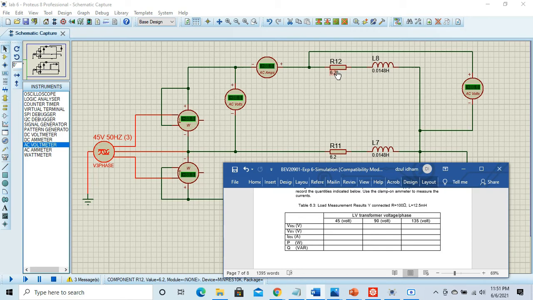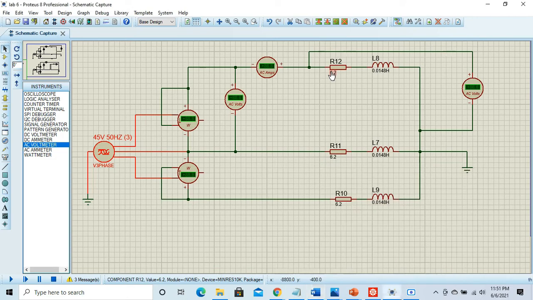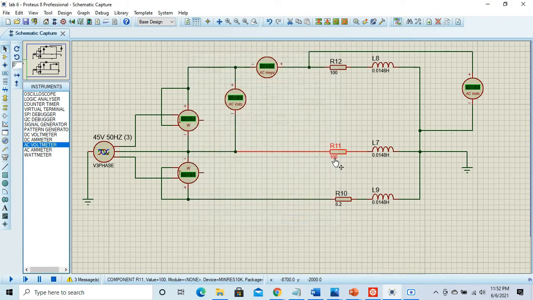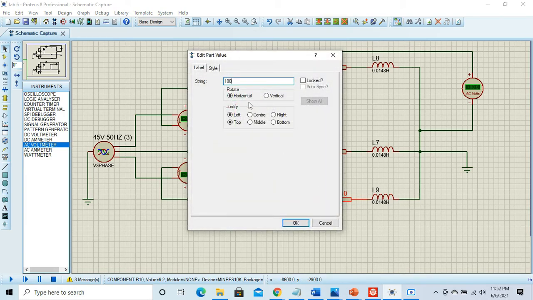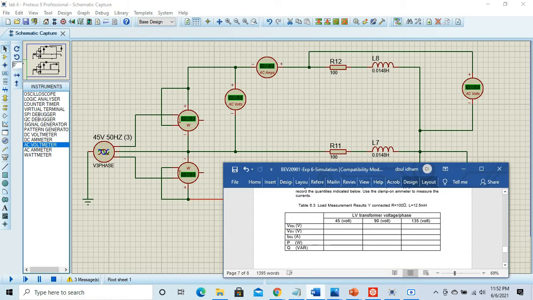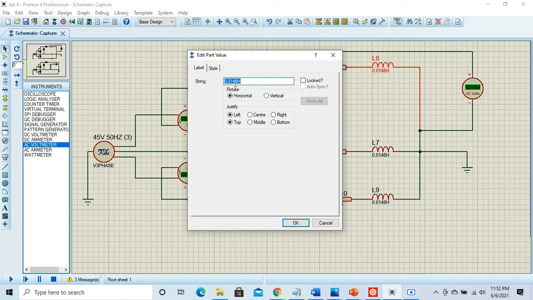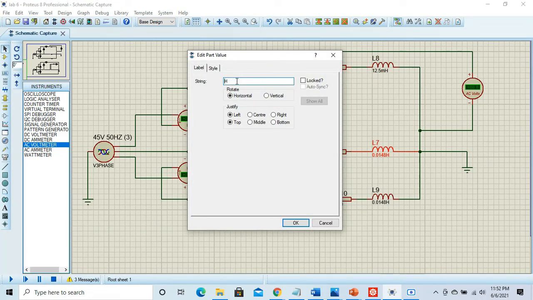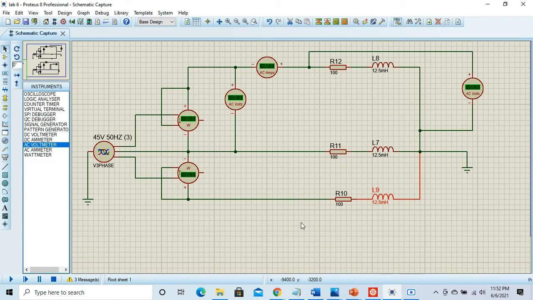So we set the resistance at 100 ohms, and the inductor at 12.5 mH. Okay, let's do it.